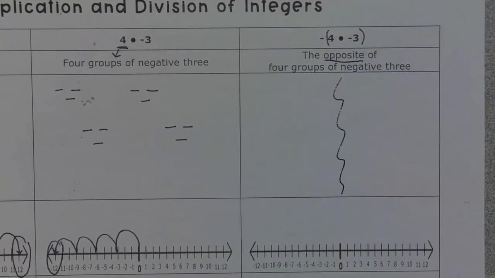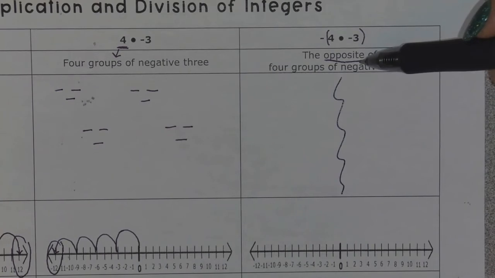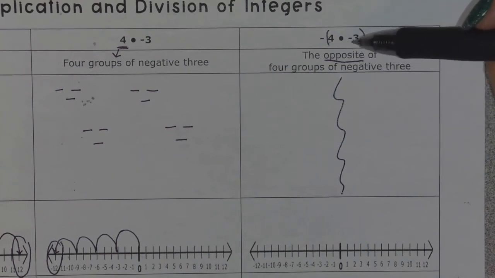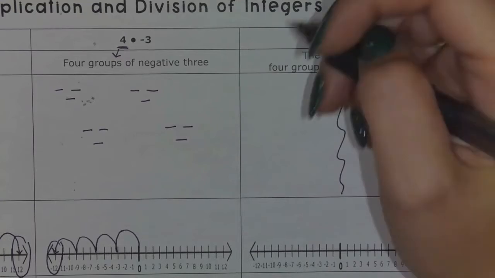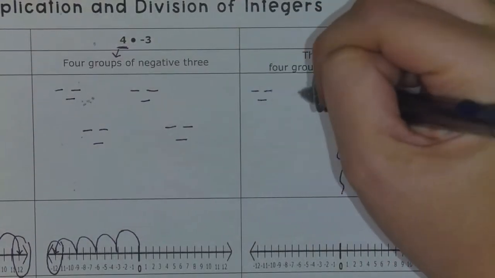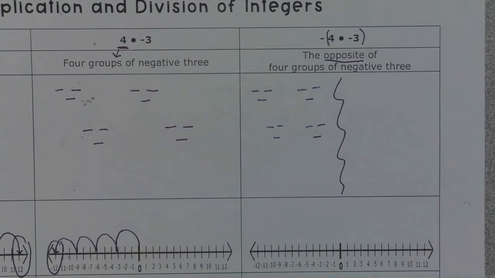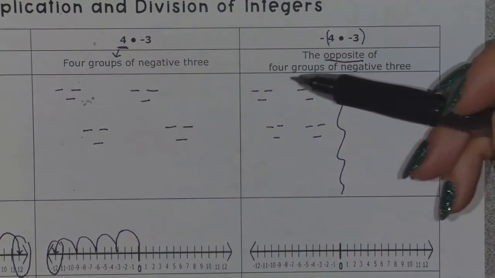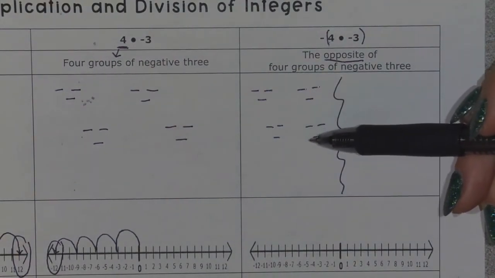So let's talk about what this looks like. So again, that first negative right there means the opposite. And then inside, I have 4 groups of -3. So let's draw what 4 groups of -3 looks like. That would be 1, 2, 3, making my 4 groups. Okay, so I have 4 groups of -3, but I need the opposite of that.